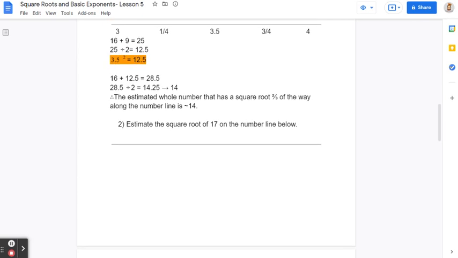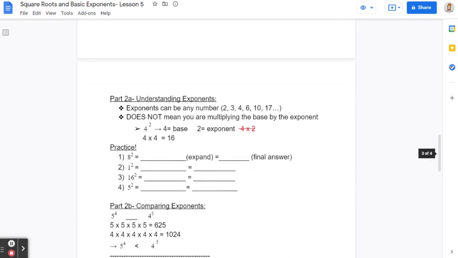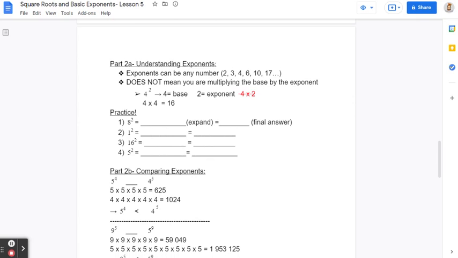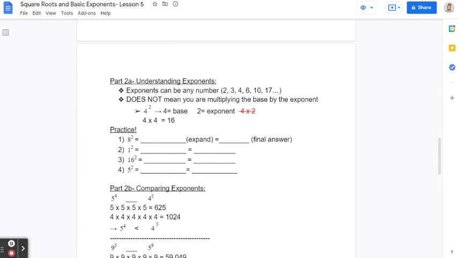But if you want to give yourself a further challenge or you want to learn about exponents, then we'll move on to part 2. So part 2 is understanding exponents. Exponents can be any number, like 2, 3, 4, 6, 10, 17, whatever. It's going to be that small number above the base. And it does not mean that you are multiplying the base by the exponent. Students tend to get confused with that.